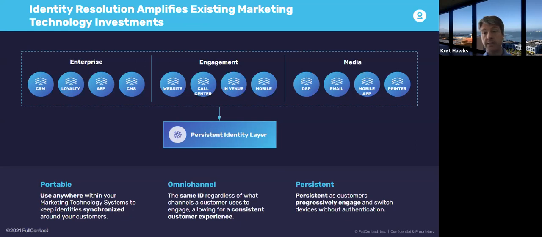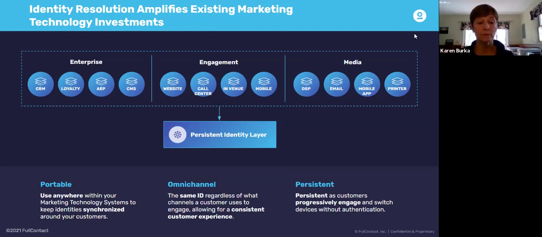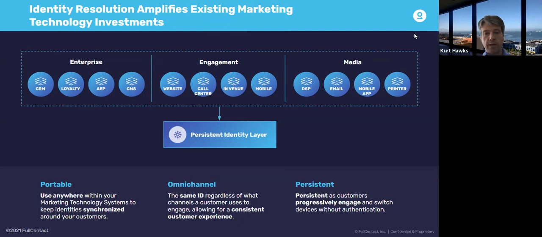So if you think about something like a CRM system, and I gave the example, I might have the declared information, Kurt Hawk's linked to email 123. I might have another email that I provided for some kind of a newsletter or some kind of a promotion. So the CRM system stores all that. Identity resolution can improve the capabilities of a CRM system by saying, hey, this other email that was hanging out there actually belongs to Kurt Hawk's.